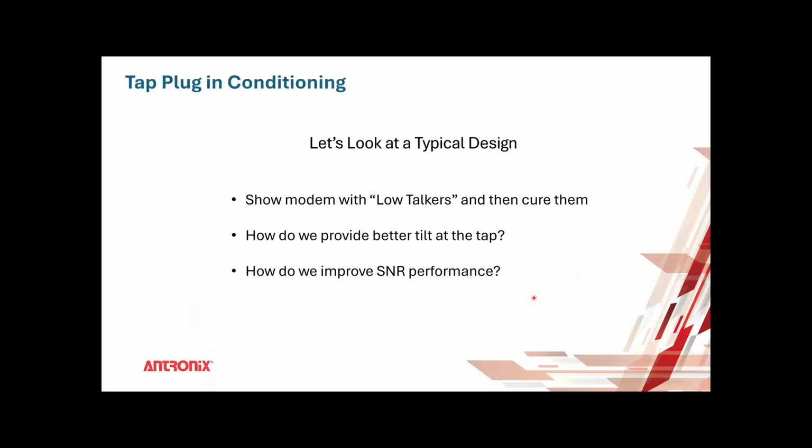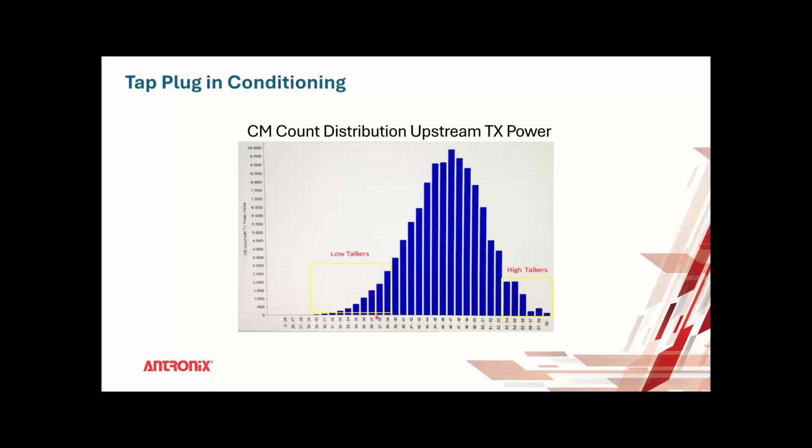So cable equalizers are used in low value taps, and cable simulators are typically used in high value taps. If you look at a typical design, we're going to show some modems with low output levels. How do you provide better tilt at the tap? And we can also improve signal to noise. Typically in a plant, this is a distribution of cable modem transmit power, and you want to be in the sweet spot.